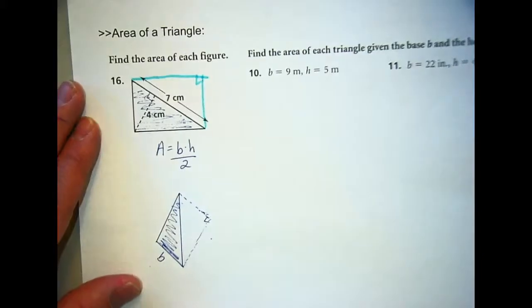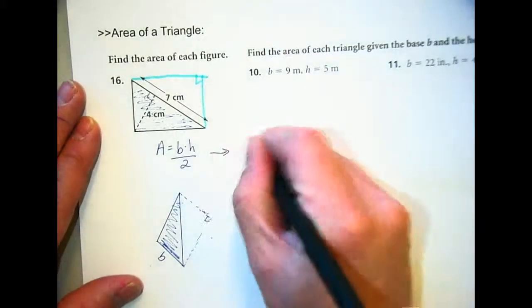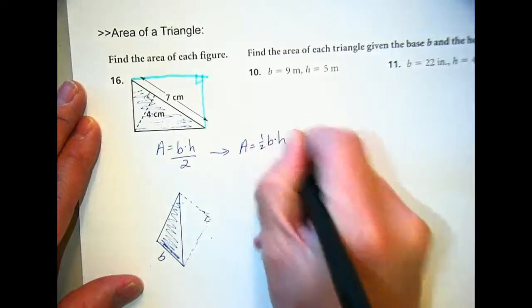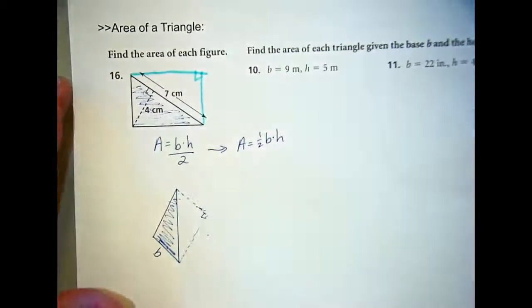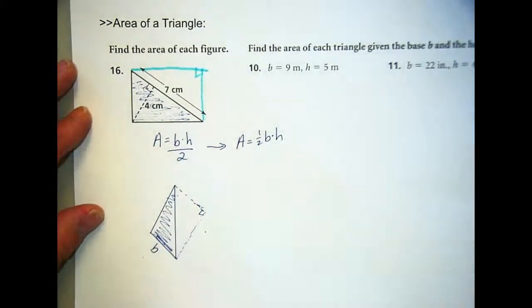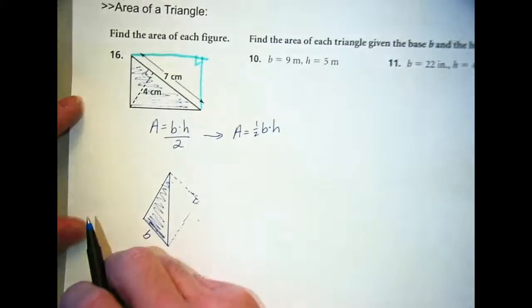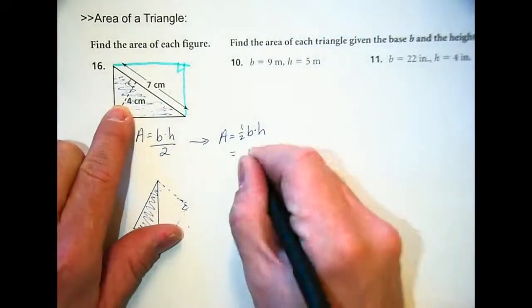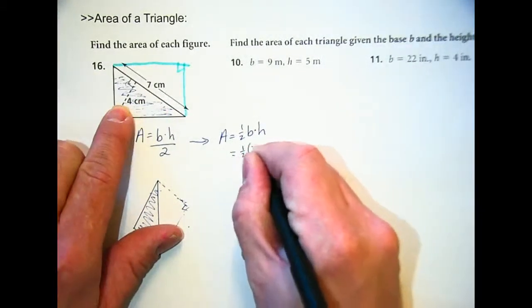Now, how many have seen that formula before? How many have seen it like this? 1/2 base times height. The same formula, it's just multiplying by 1/2, same thing as dividing by 2. And generally we multiply by 1/2. So in this case, 7 times 4 cut in half.